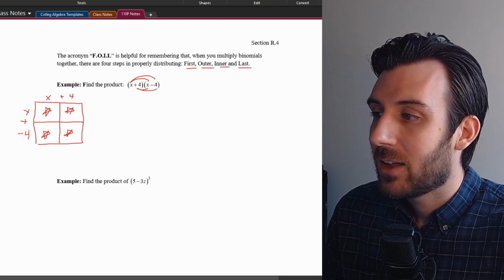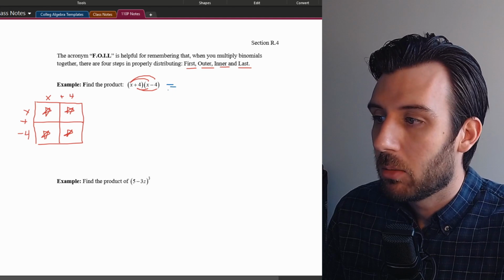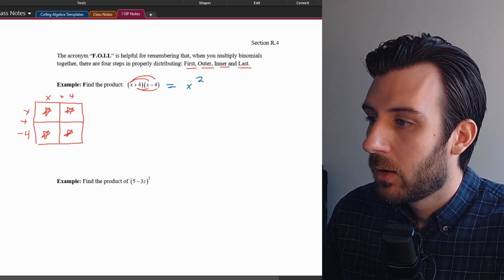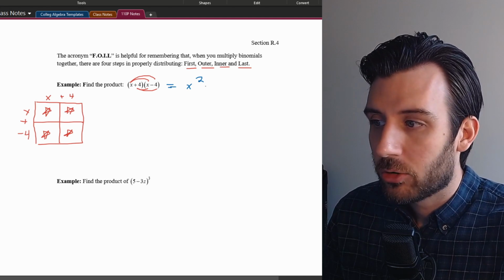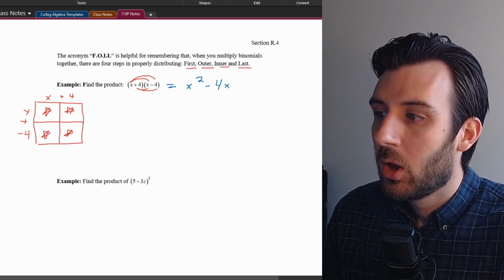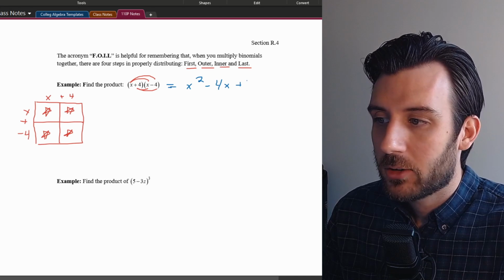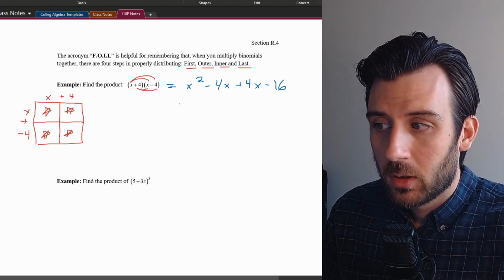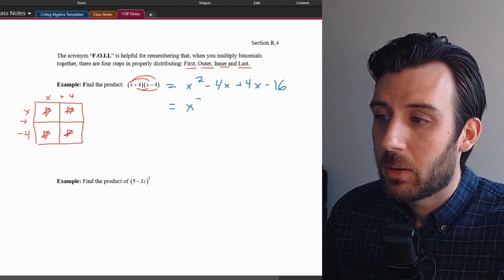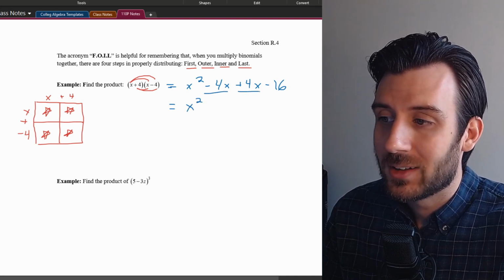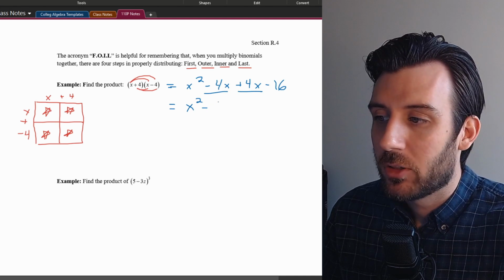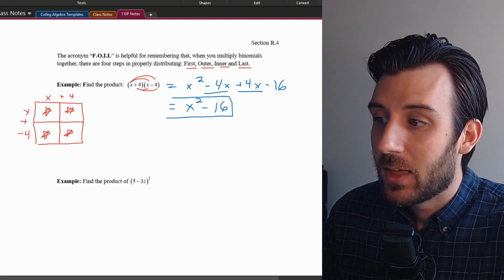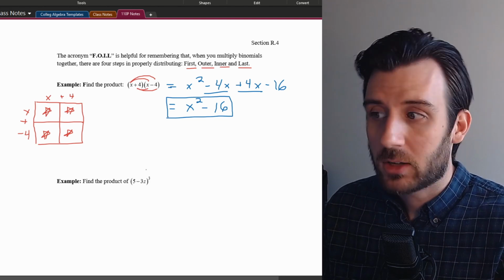So let's see if we can't do everything that we have in this problem lickety-split. X times x is x squared. X times the negative 4, the outer terms, gets me negative 4x. 4 times x gets me positive 4x. And 4 times negative 4 gets me negative 16. I can then simplify all of this by recognizing that the middle two terms are exact opposites of each other, and so they'll cancel out and leave me with x squared minus 16. That's pretty cool that we can do that so quickly.